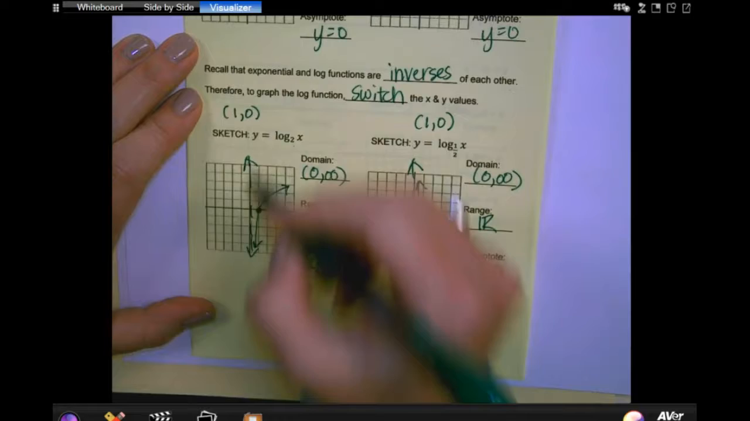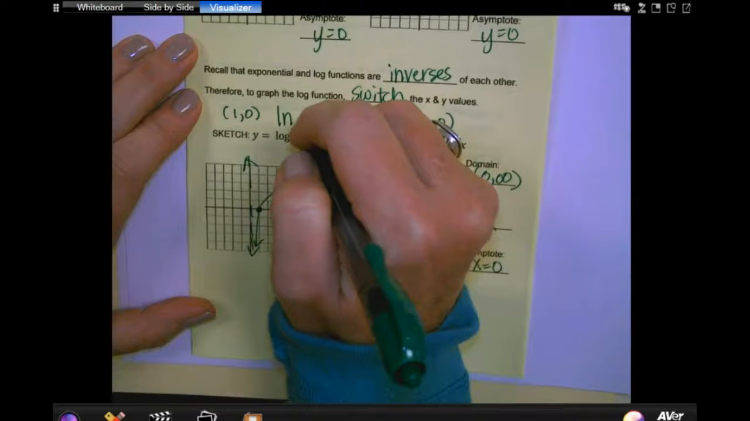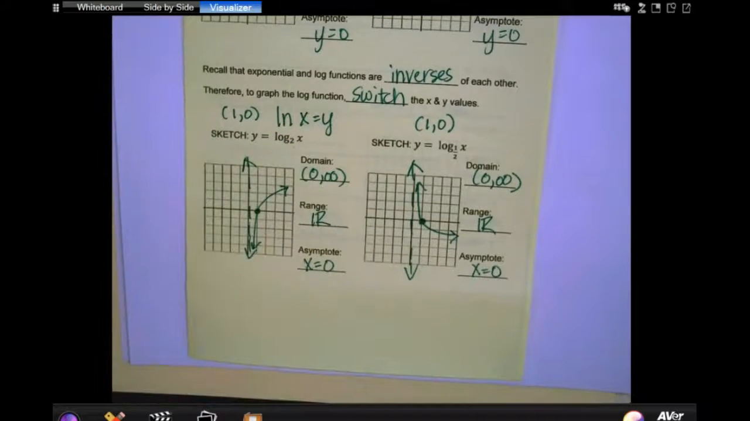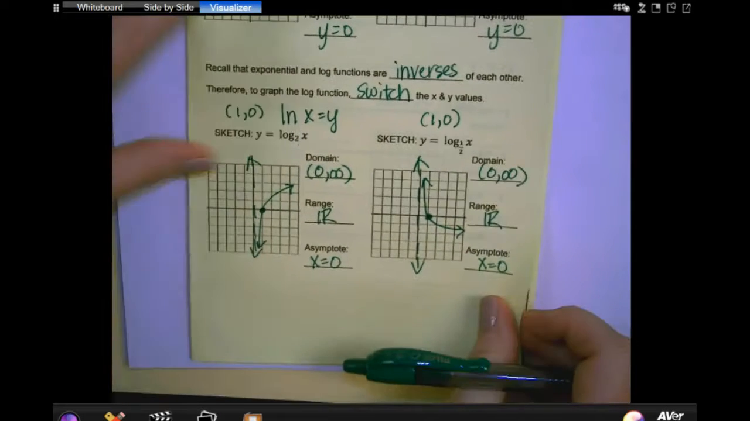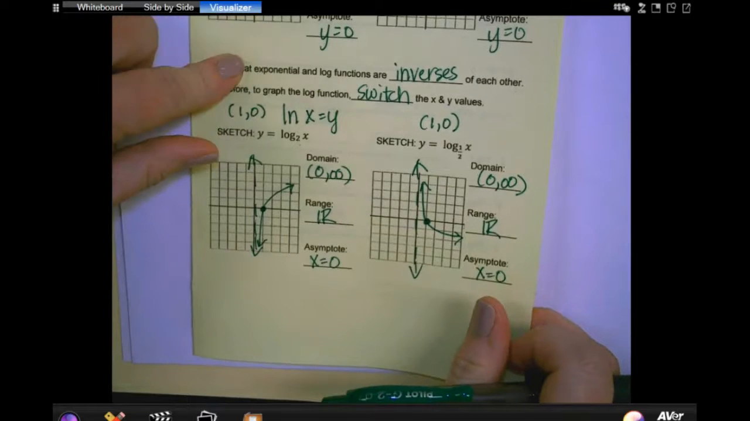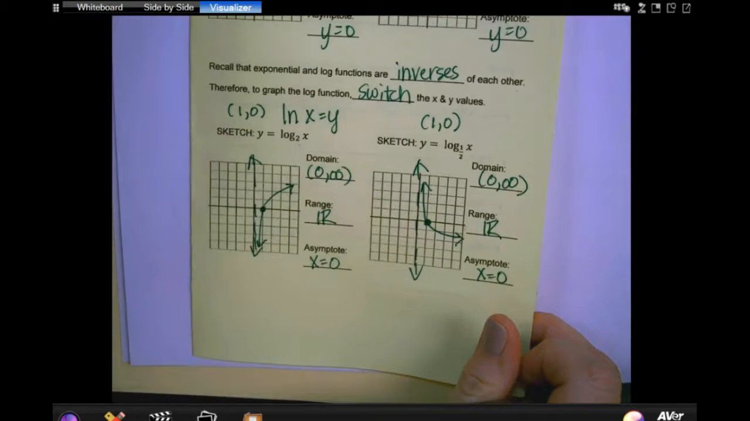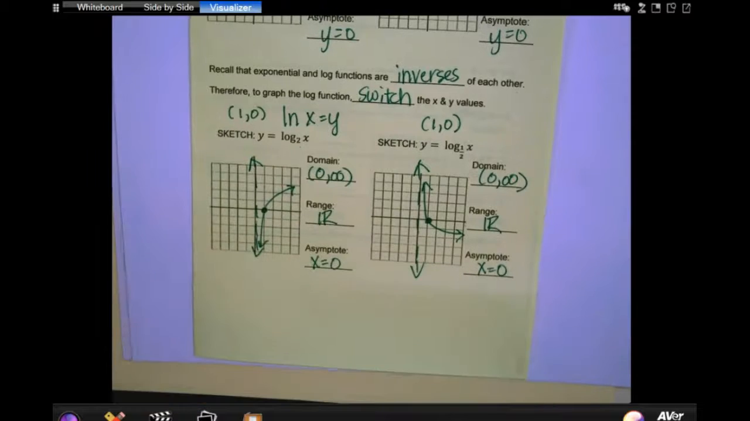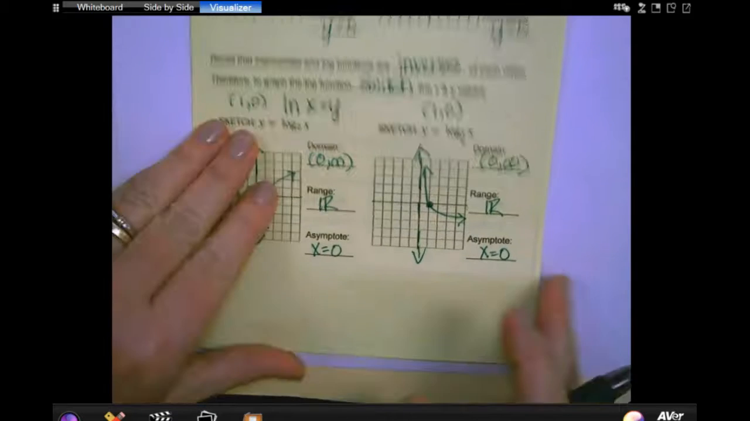It also works if it's ln of x. You still use that point. It means natural log, and that means the base is e. All right, so either one, these are okay. This one, you only shift the asymptote up and down, and this one is if it's an x shift. Okay? All right, so turn the page.